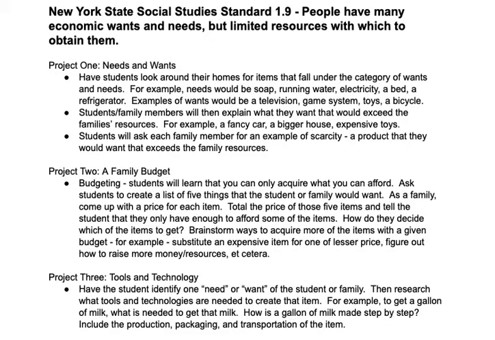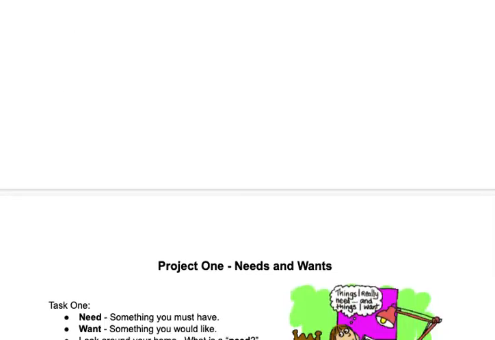To get at the standard, we're going to ask the students to do 3 projects. The first one is going to focus on those needs and wants and build a chart. The second one is going to create a family budget. And the third project that we're going to ask the kids to do for May is look at tools and technology to create an item. So let's go through each assignment individually.